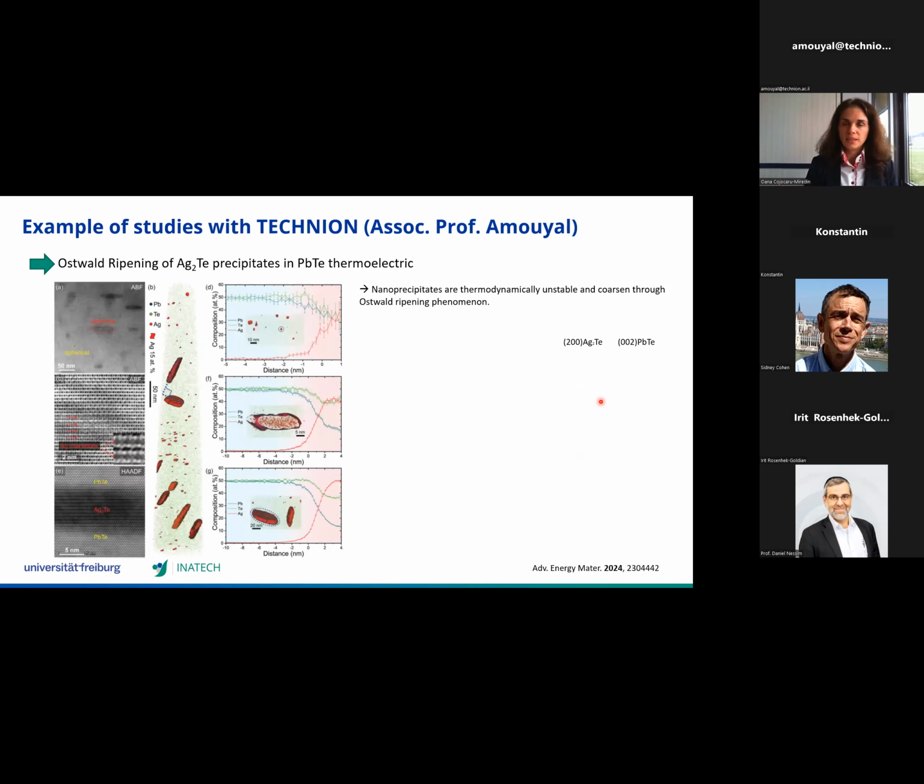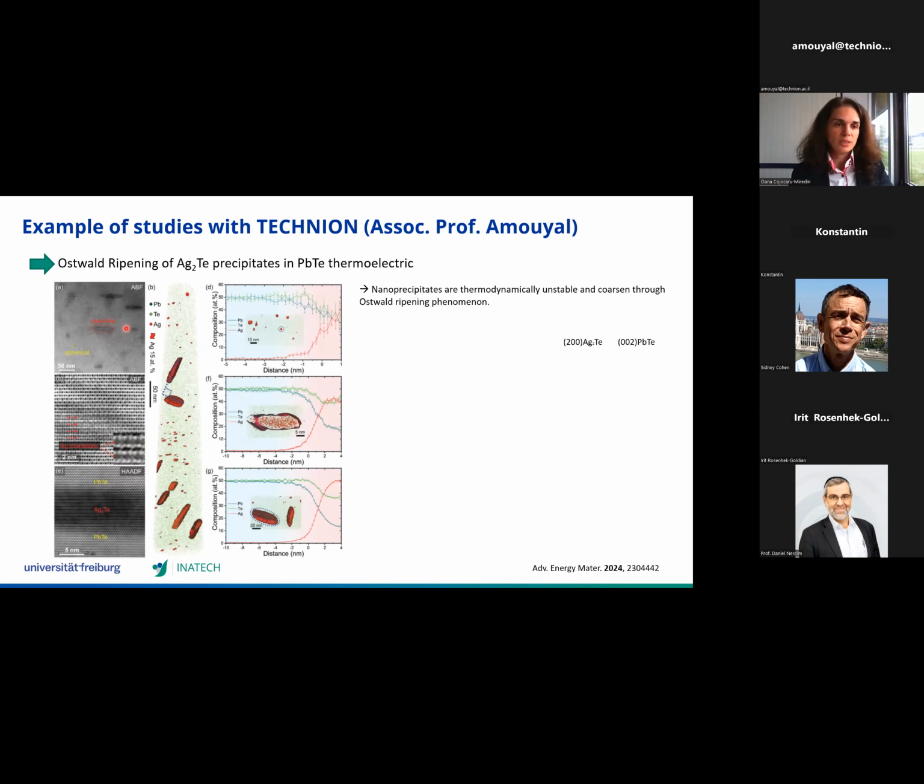So this is another example of what we have published very recently this year, and I encourage you, if you have time, to read this paper. I hope you'll not be deceived. This was also done in cooperation with Professor Amrial and the Max Planck Institute, where again we have investigated the precipitation inside the lead telluride thermoelectrics and the impact on the ZT parameter, on the efficiency of this material.